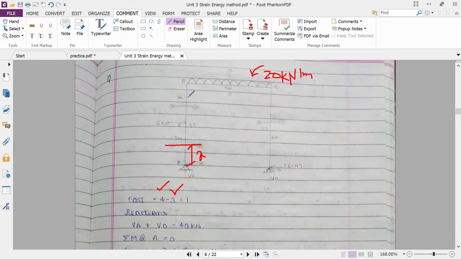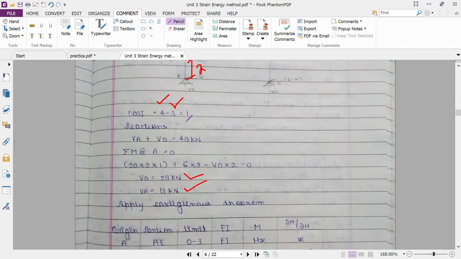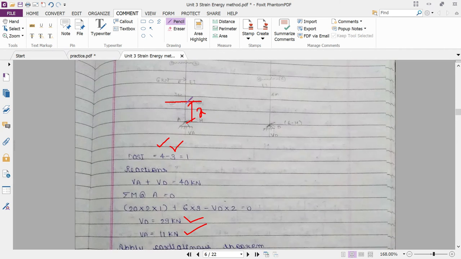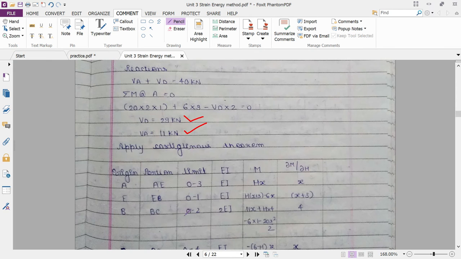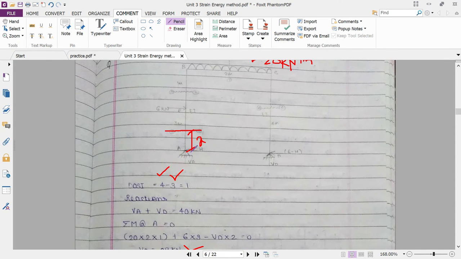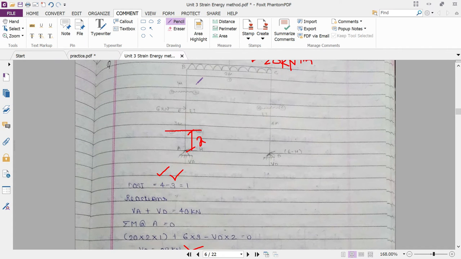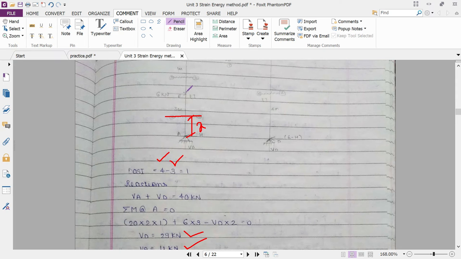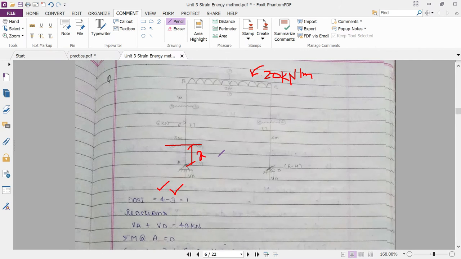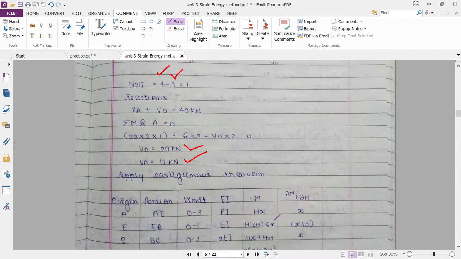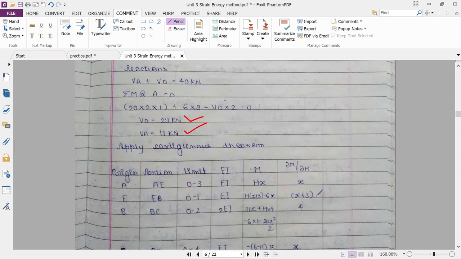Similarly, next is portion E, this portion. Here EB will be there, going from E towards B. The limit is 0 to 1, EI is there, and the moment is equal to H into X plus 3. This is X, and this distance is 3. Because the origin we have considered is E, X is already there, so X plus 3 we have to consider, minus 6X, where this distance we consider as X. Therefore the partial derivative of the moment will be X plus 3.